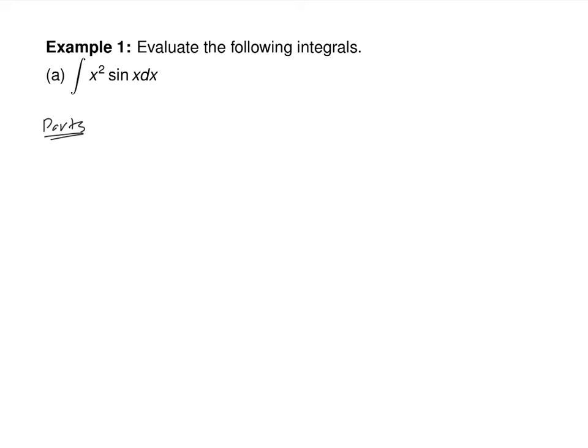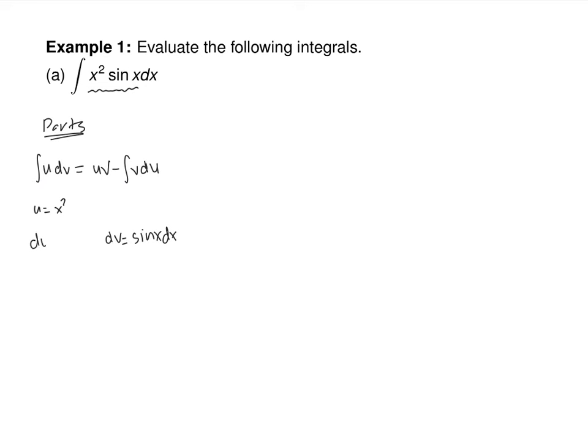And this was the reversal of the product rule. And the formula we used said that the integral of u dv was equal to uv minus the integral of v du. And usually you choose u to be something that will go away if you take repeated derivatives. So in the case of this particular example, we're going to let u equal x squared. And we will let dv equal sine of x dx.